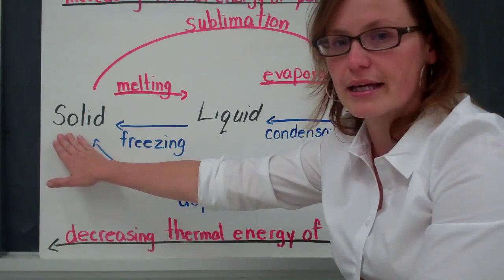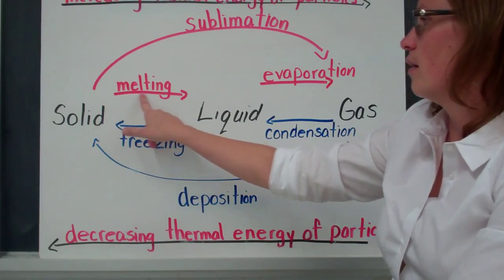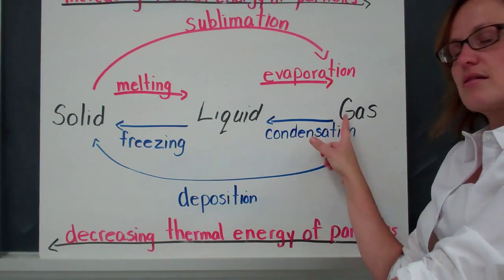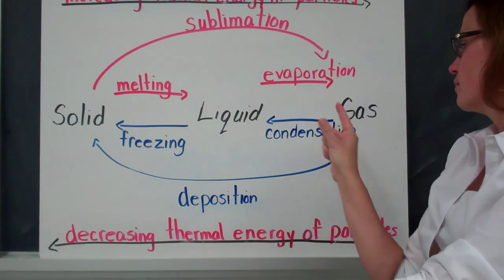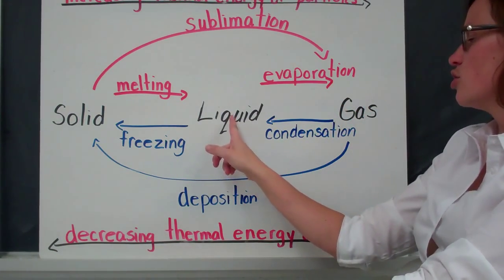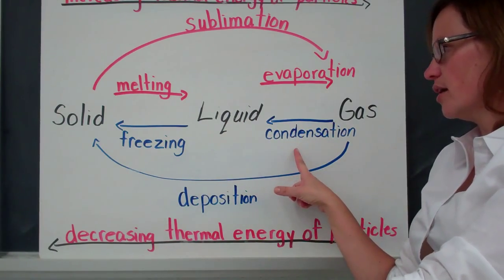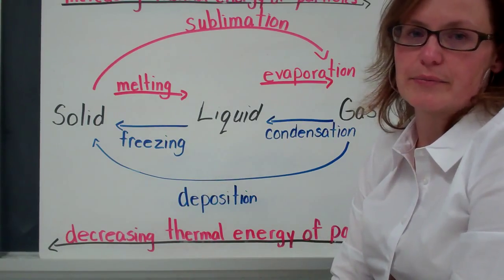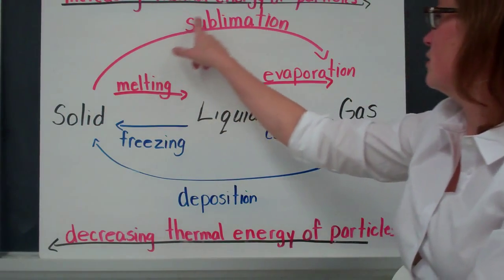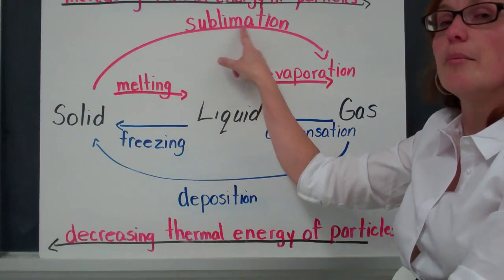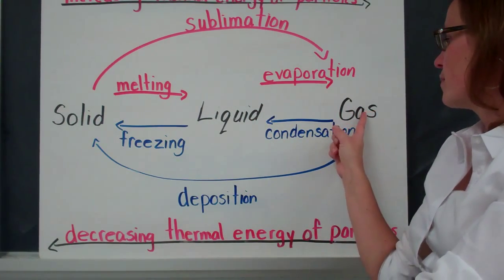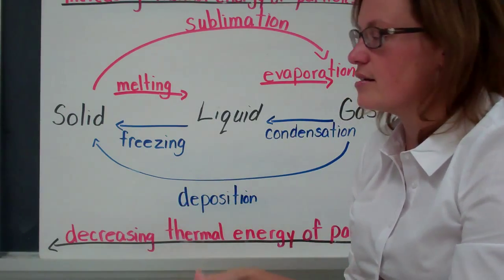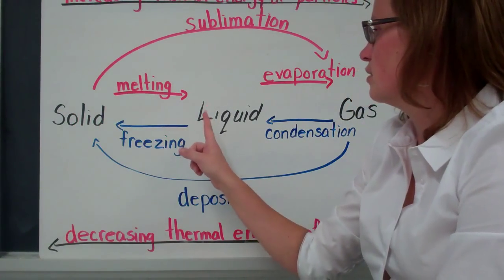Moving from a solid to a liquid, it's called melting. Moving from a liquid to a gas is called evaporation. Moving from gas to a liquid, condensation. Liquid to a solid is called freezing. To go from solid to a gas is called sublimation, and to go from gas to a solid is called deposition.